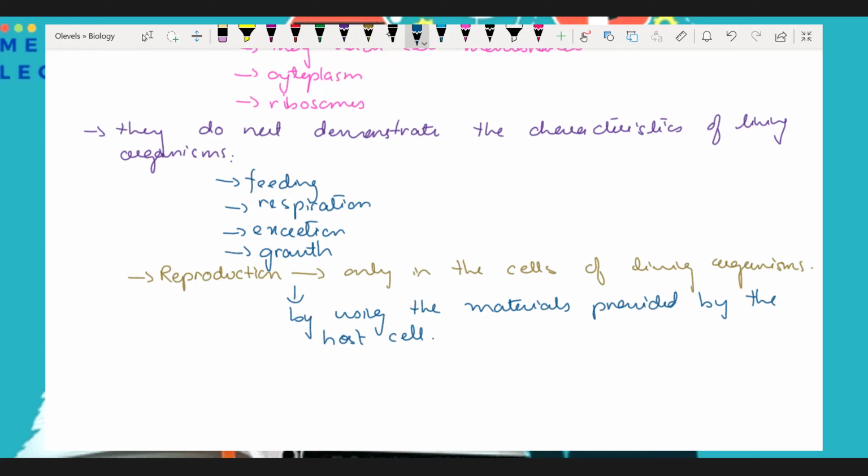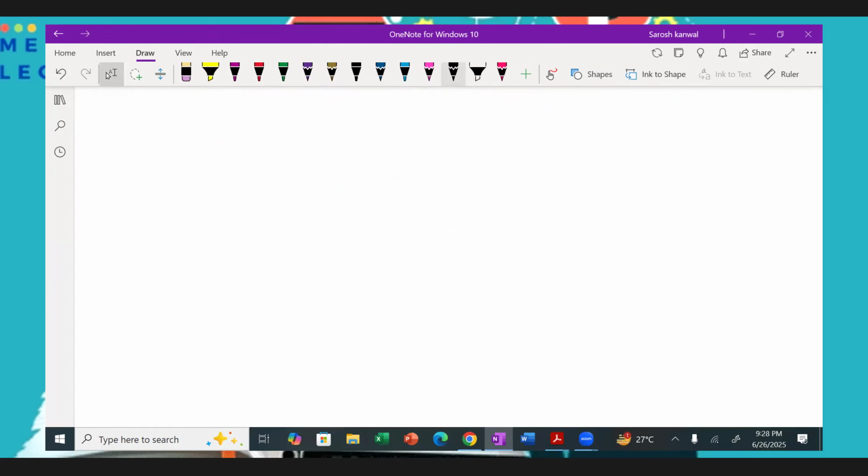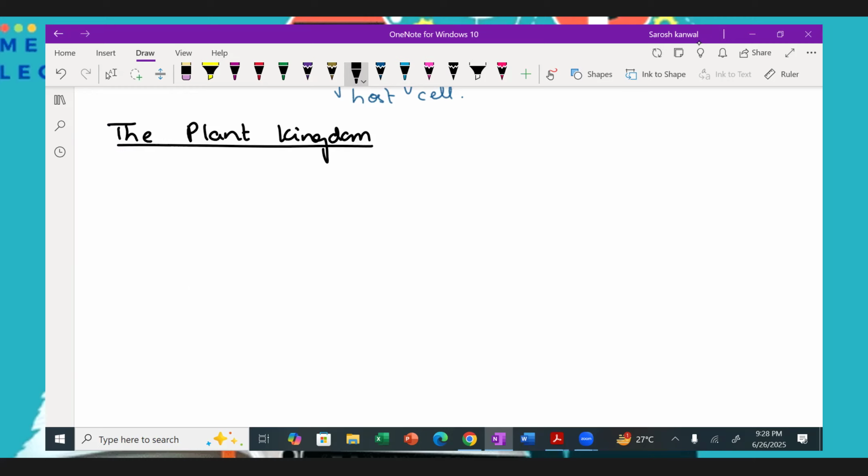Okay. Then comes the kingdom Plantae. And ferns and monocots and dicots.